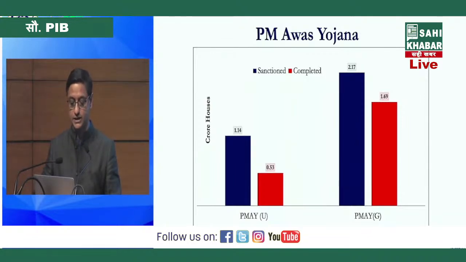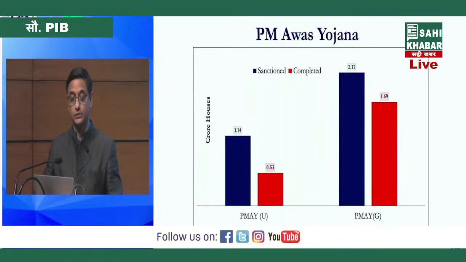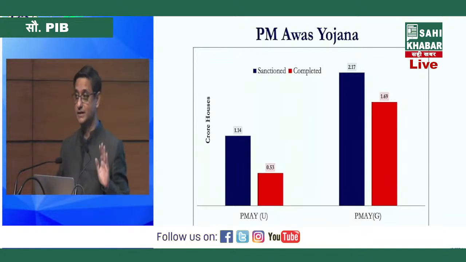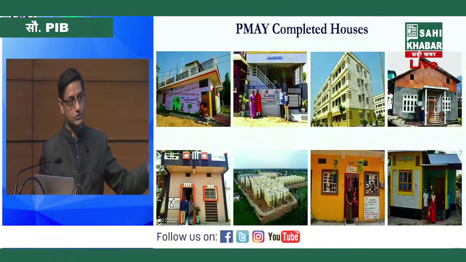This is the PM's Awas Yojana. There are several legs to it, but two big ones. One is the urban, and there is the Grameen, that's the rural. And you can see the number of houses sanctioned and the number of houses completed. For the urban, 1.14 crore houses were sanctioned, of which about 53 lakhs have been already completed. On the Grameen, 2.17 crore houses were sanctioned, of which 1.69 have been completed. These are not trivial numbers that I'm dealing with. These are really large numbers. And look at the houses that have been created.